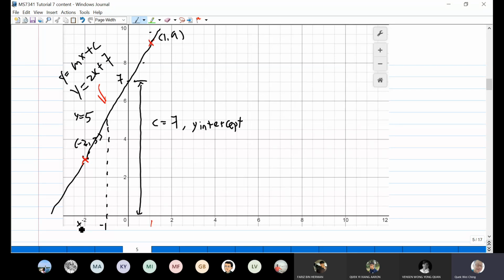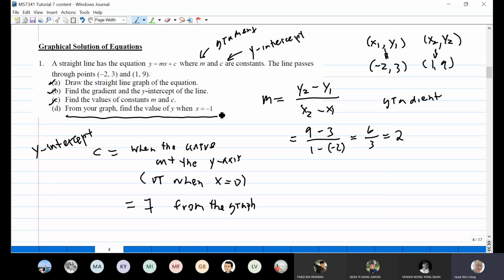So X equal to minus 1, Y equal to 5. Okay, so the answer for this is, when X equal to minus 1, Y equal to 5.